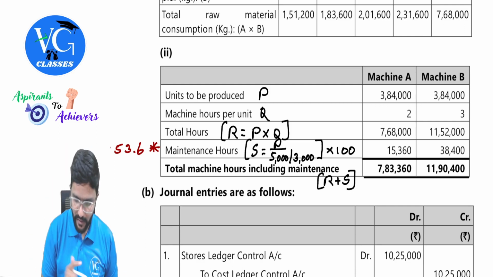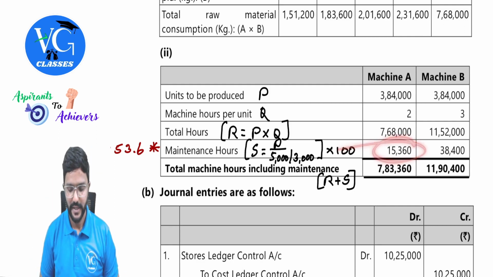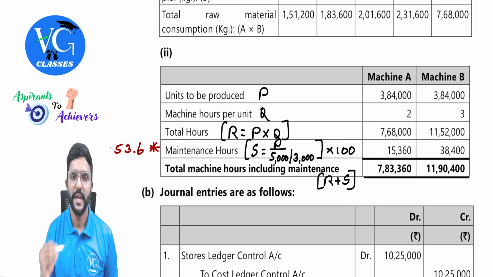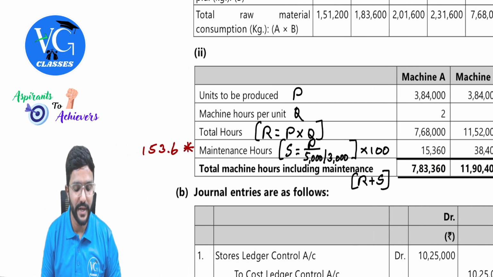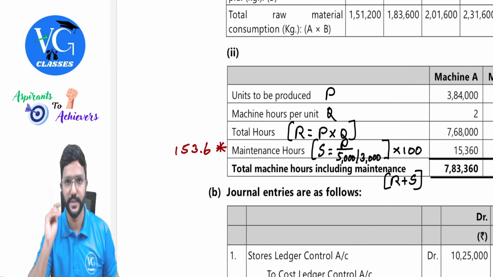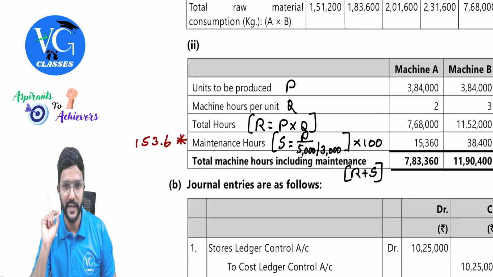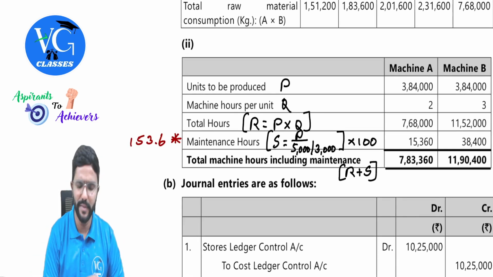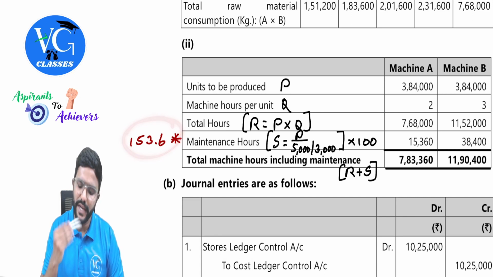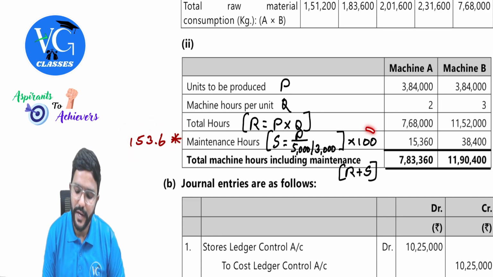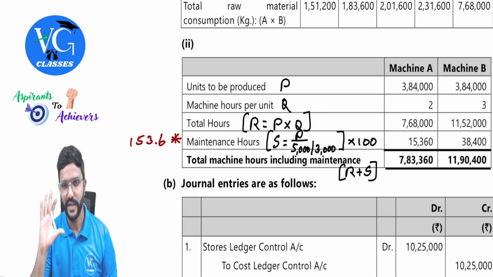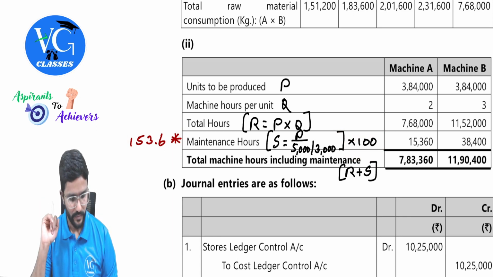But one thing which I would like to highlight here is, guys, see, 7,68,000 is the working hours of machine A. If I divide it by 5,000, we get 153.6. So what ICAI has done in the suggested answer is they have considered the decimal also. So 153.6, straight away they have done into 100, which in my opinion is not correct. I will explain that.